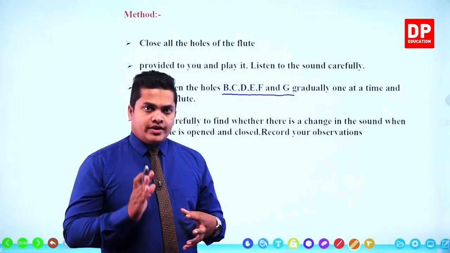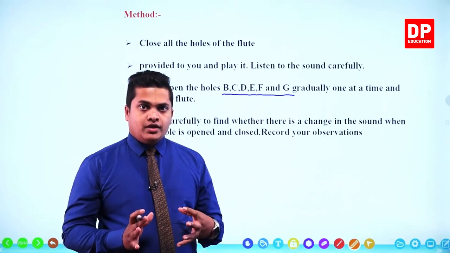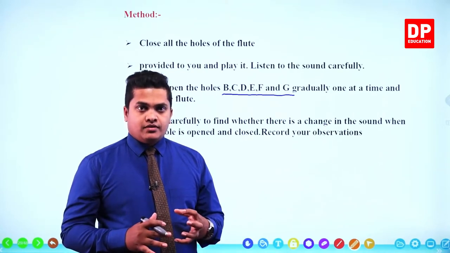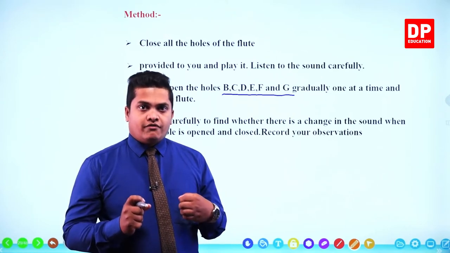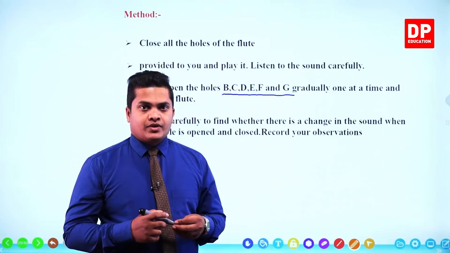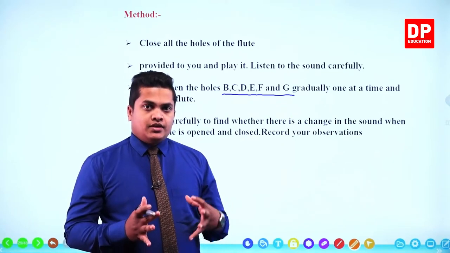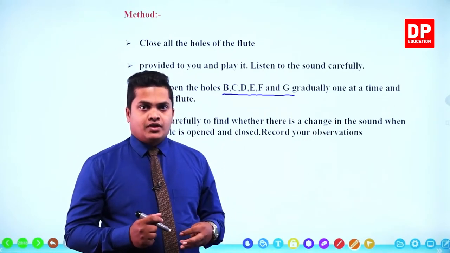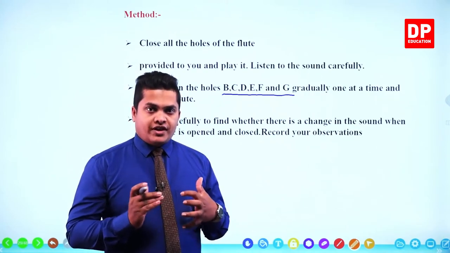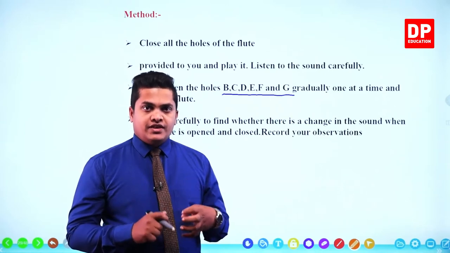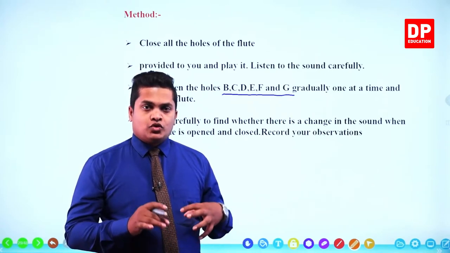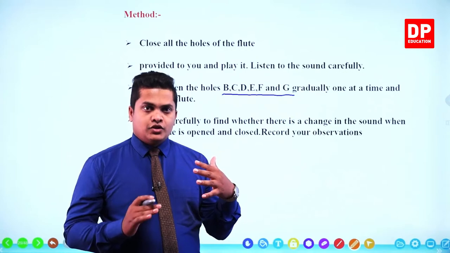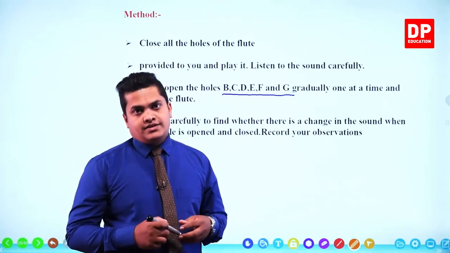Right, my dear children. So we conducted the activity and you could observe that different sounds are emitted due to the change in the length of the vibrating air column inside the flute, right? So we could hear different sounds with different intensities when we are playing the flute. Here we change the frequency by changing the length of the air column which vibrates. To increase or decrease the length of the air column, we used our fingers to close and open the holes in the flute.